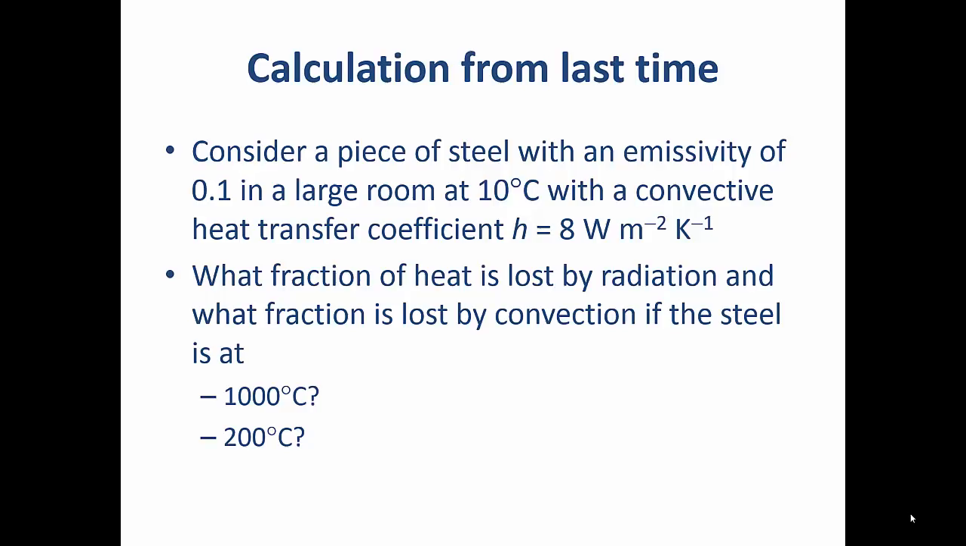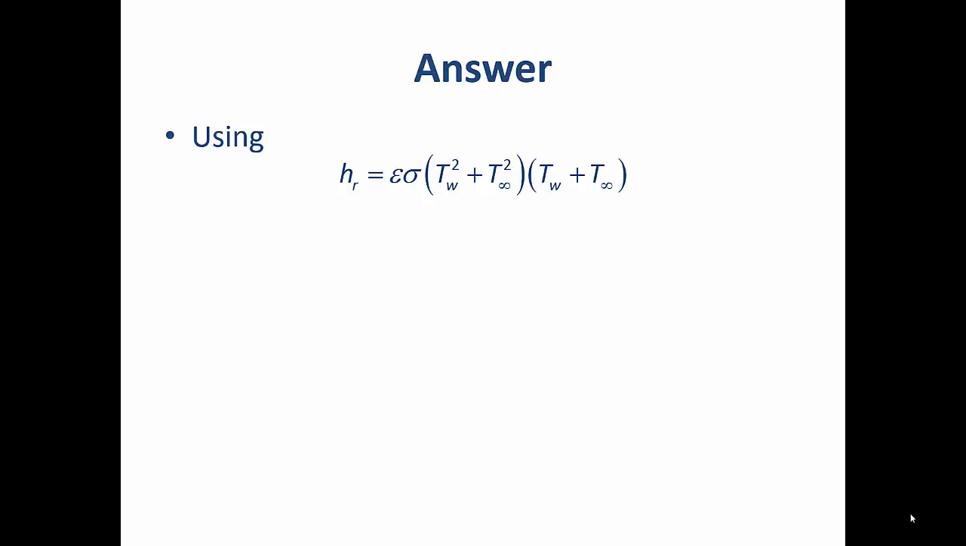So first of all, the calculation from last time, where you were asked to consider a piece of steel with an emissivity of 0.1 in a large room at 10 Celsius with a convective heat transfer coefficient of 8 watts per meter squared per Kelvin, and you were asked to assess the fraction of heat lost by radiation and that lost by convection for the steel at two different temperatures. To get an answer, you need to use this radiative heat transfer coefficient, remembering it is strongly temperature dependent, and also remembering to convert all of your temperatures to Kelvin.